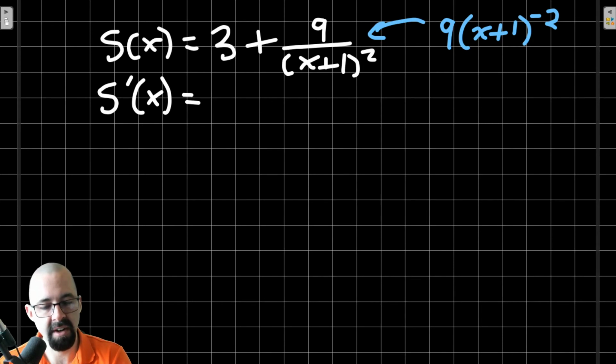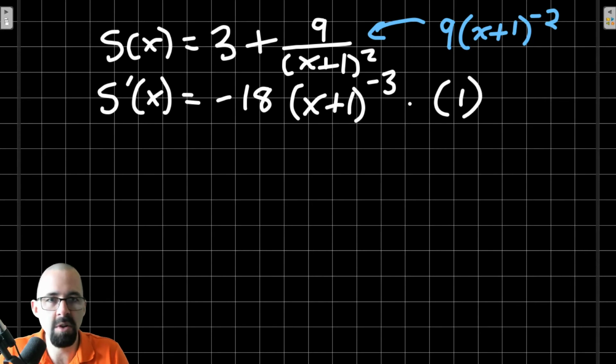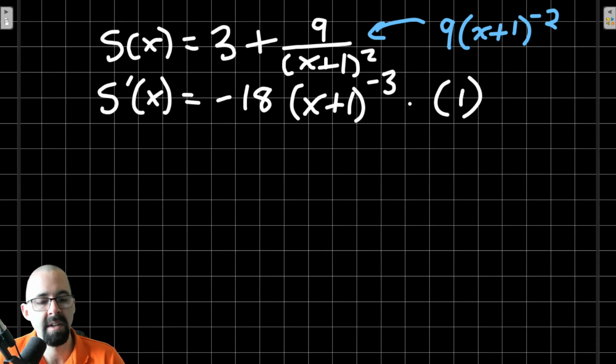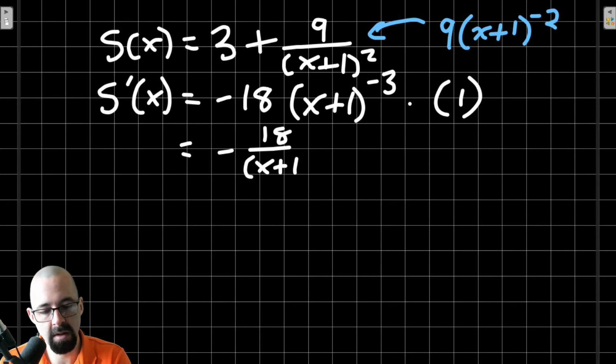Power rule says bring down the negative 2, brings us to negative 18. Inside stays the same. Subtract 1 from the exponent and multiply by the derivative of the inside. And the derivative of the inside is the derivative of x plus 1. The slope of the line x plus 1 is just 1. Okay, so let's go ahead and simplify this and plug in 2. So this is going to be negative 18 divided by (x plus 1) cubed.